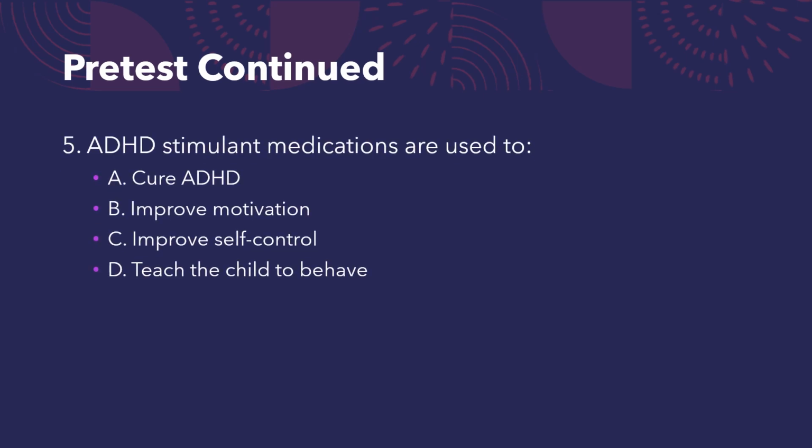Pretest continued. Number 5, ADHD stimulant medications are used to A, cure ADHD, B, improve motivation, C, improve self-control, or D, teach the child to behave.